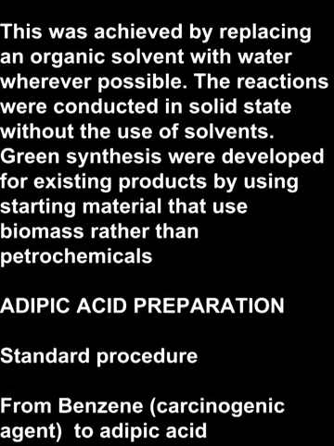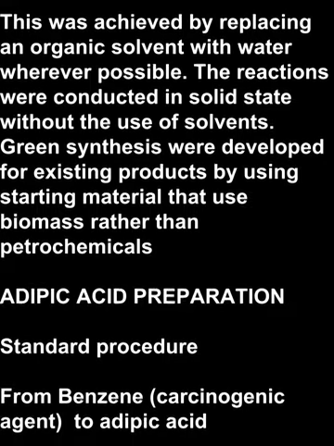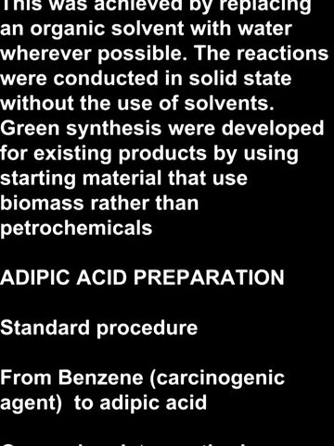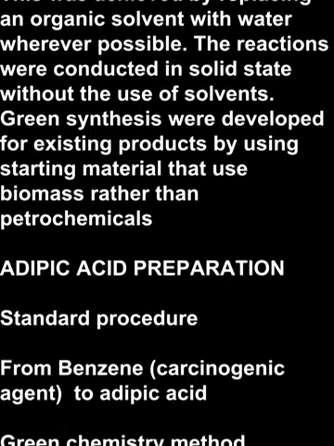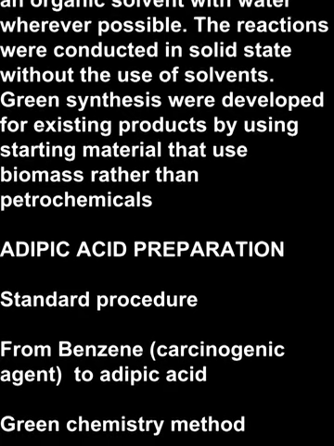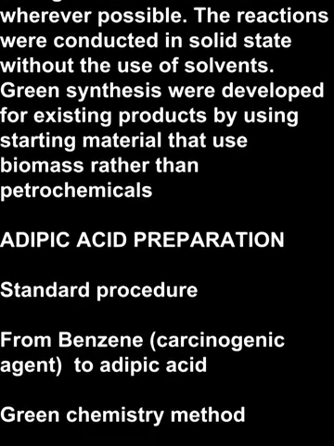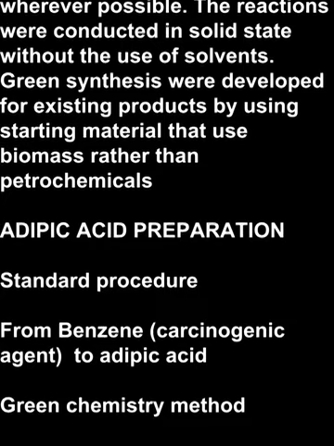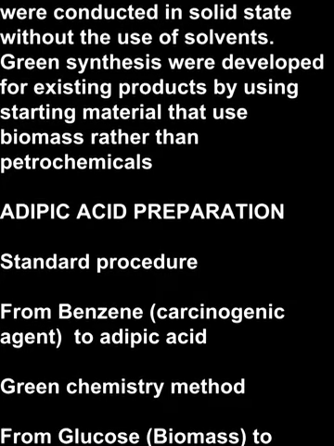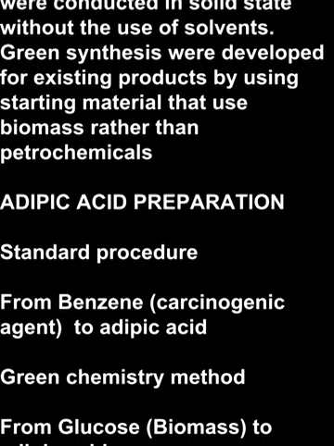For example, adipic acid preparation. Adipic acid is usually prepared from benzene. So in the green chemistry way, we can prepare it from glucose. So it is the biomass. Instead of petrochemical, it is prepared from biomass.